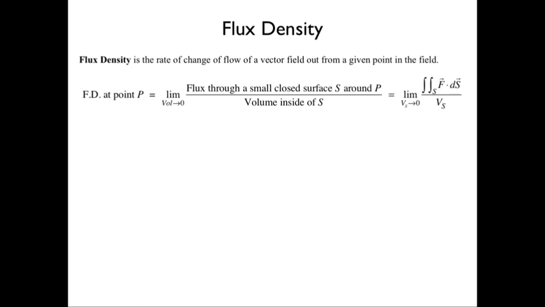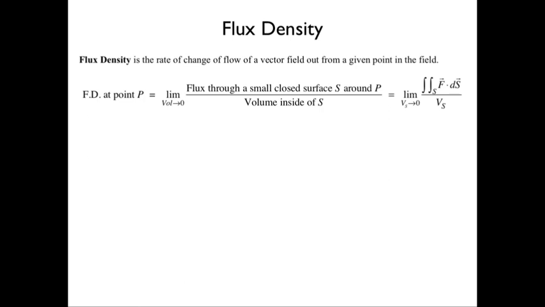All right, so the flux density of point P, similar to circulation density, is you put a small closed surface around your point, and so you're going to have the flux through that surface divided by the volume inside. And so that's why it's a density, because you're dividing by volume. The smaller that volume is, your density is going to go up, right? For the same amount of flux, a smaller volume gives you a higher density.